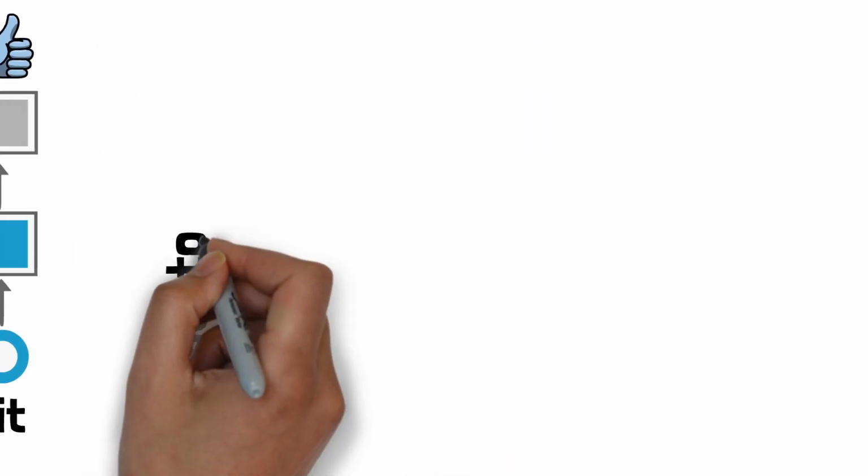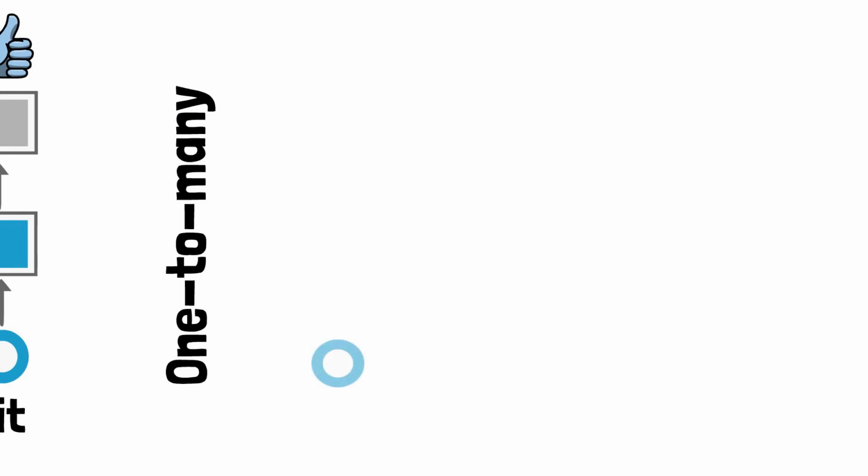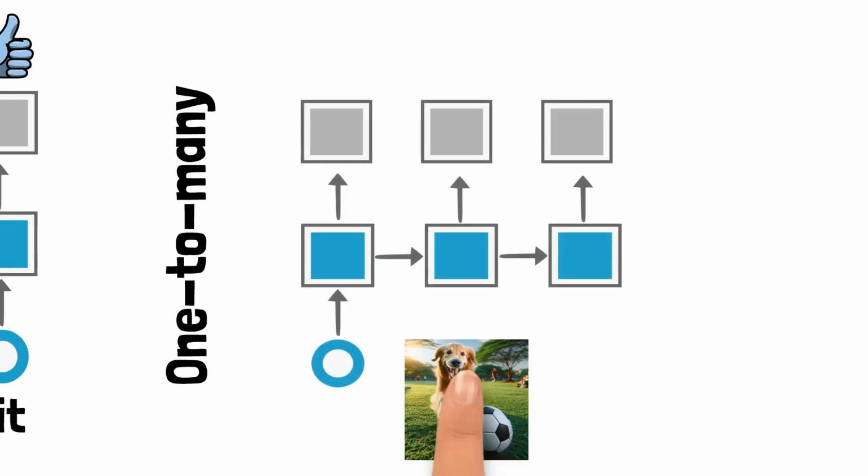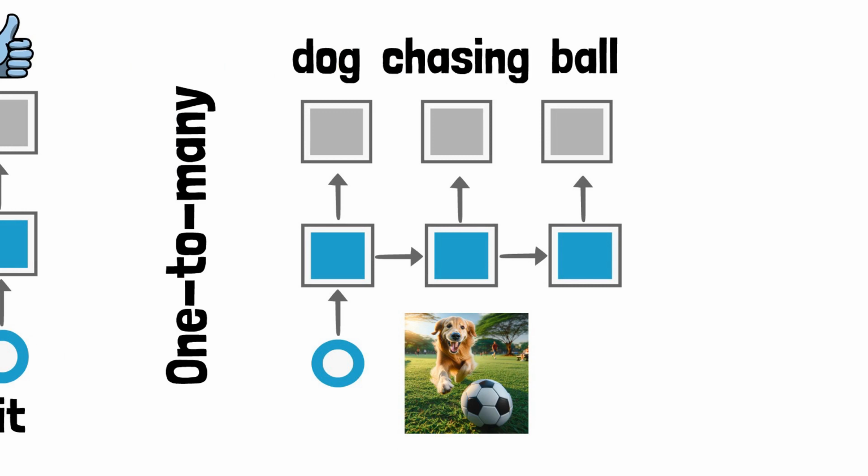One to many. The input data is a fixed size. The output is a sequence. Image captioning is such an example.